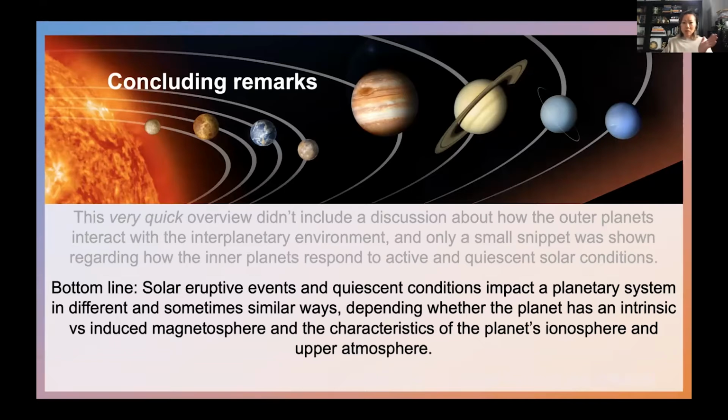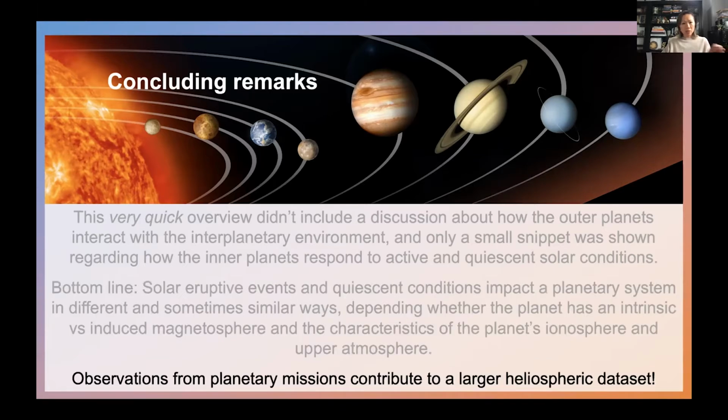But the bottom line is that space weather events and the interplanetary conditions impact each planet in a different way, depending on the characteristics of the planet, whether it has an intrinsic or induced magnetosphere, what the characteristics of the planet's atmosphere and ionosphere are, and of course, how far away from the sun it is.